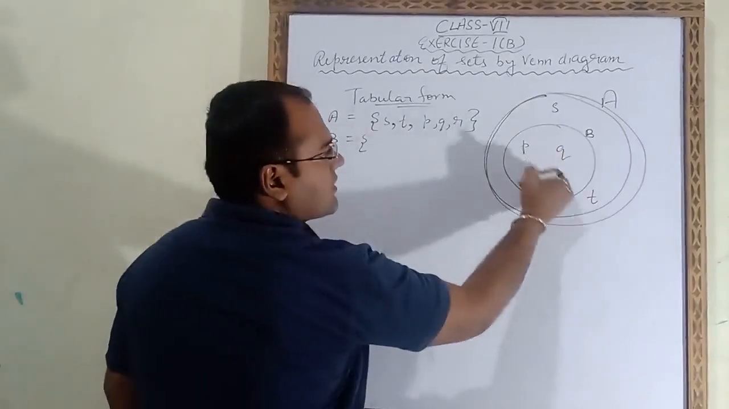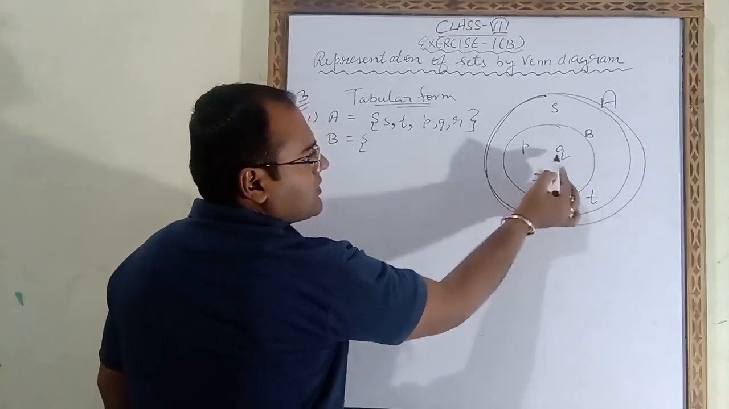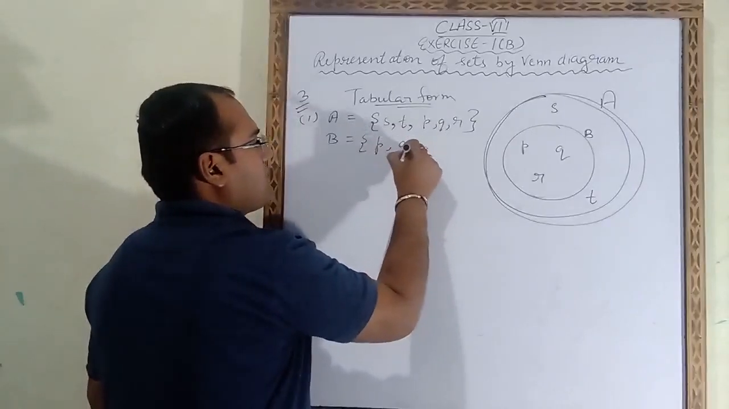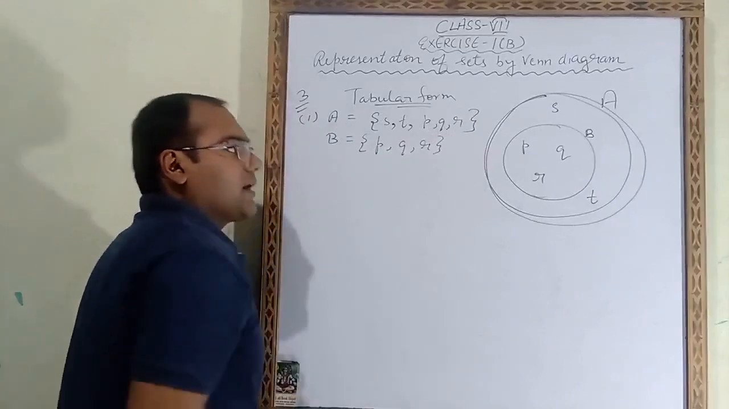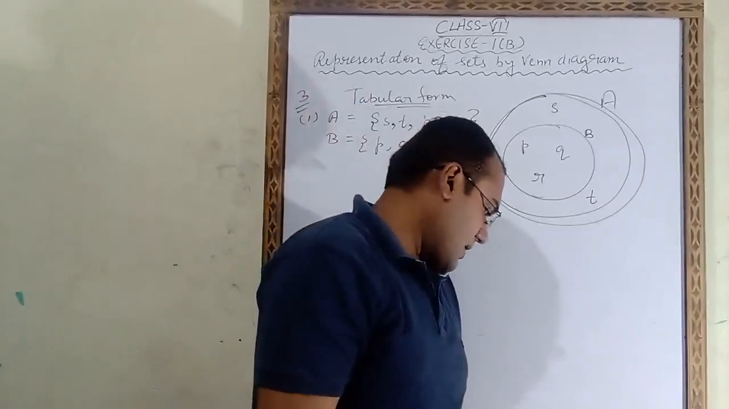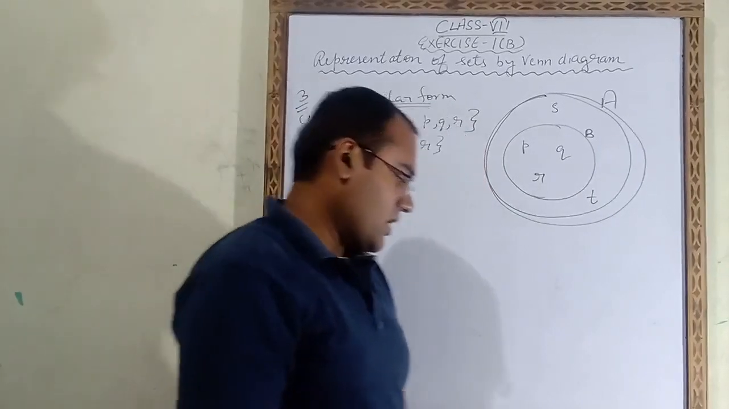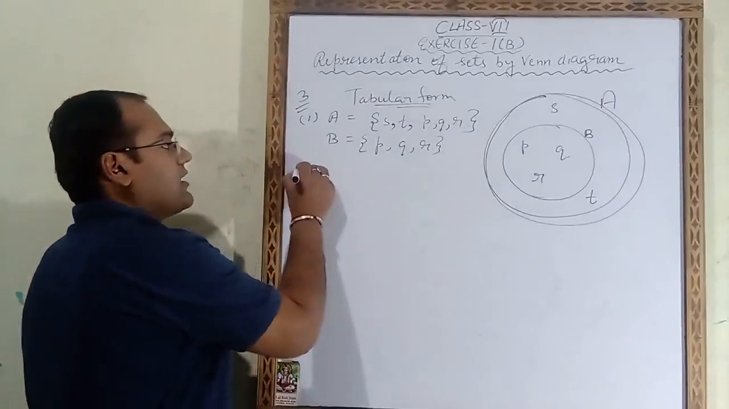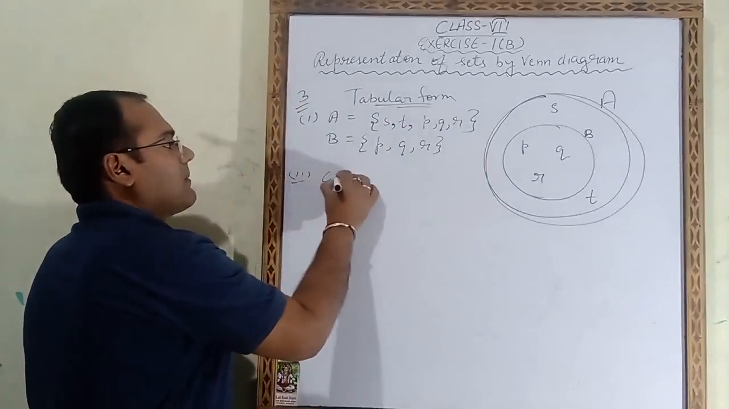Now B side. B is this circle. So in this circle p, q and r is coming. So we will write here p, q and r. Now second part is write the member common to A and B. We have to write common members.